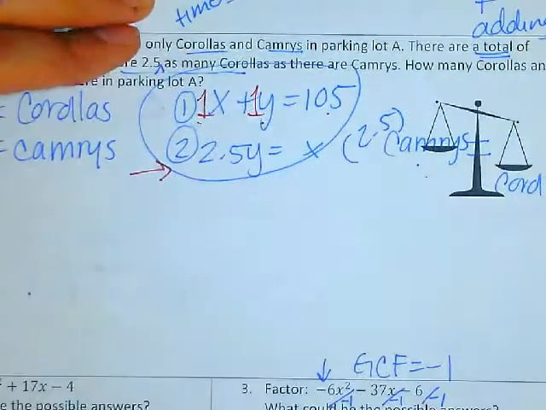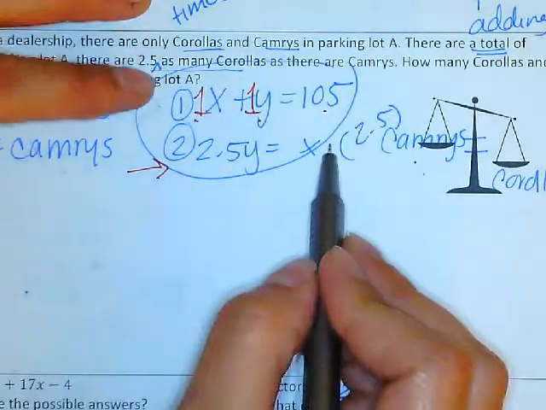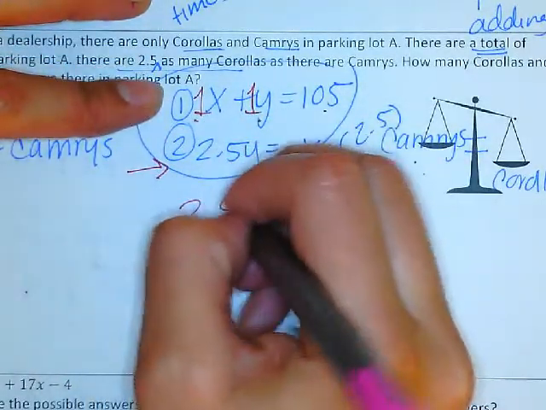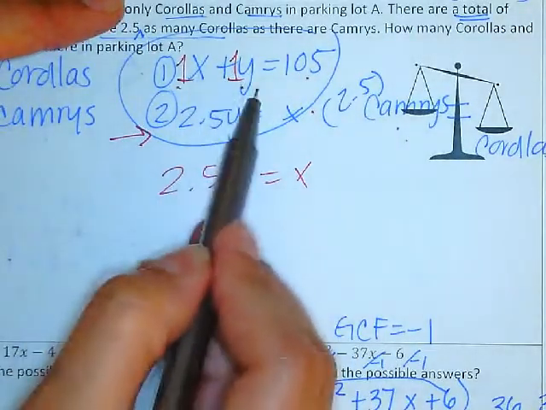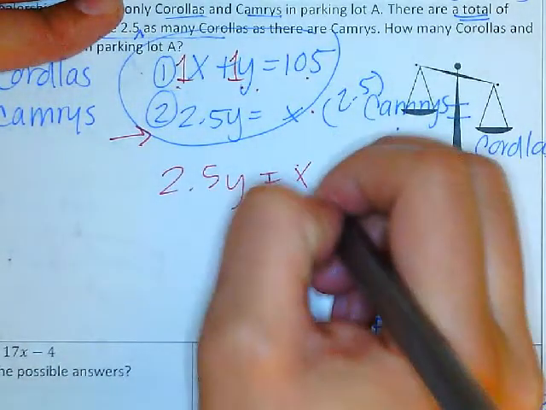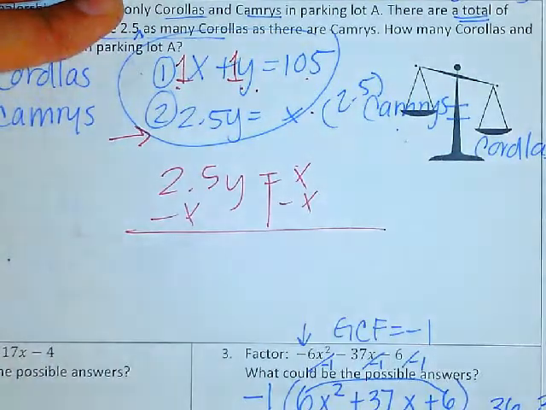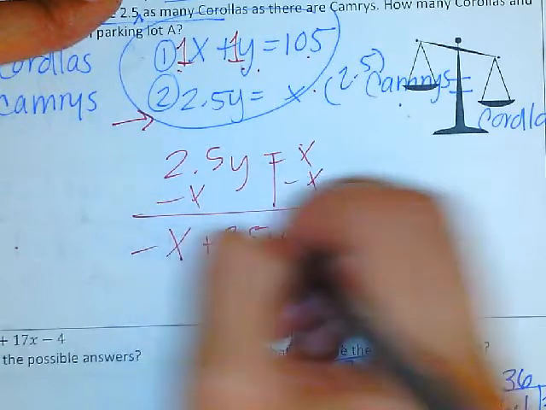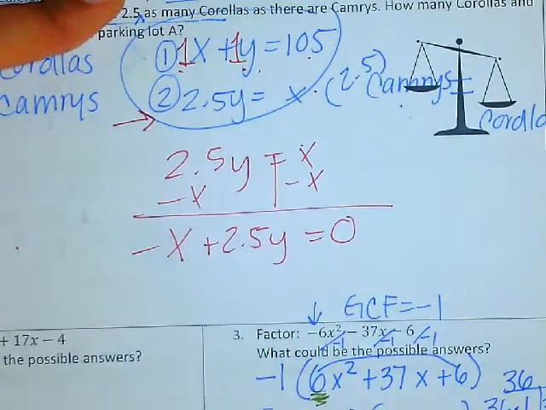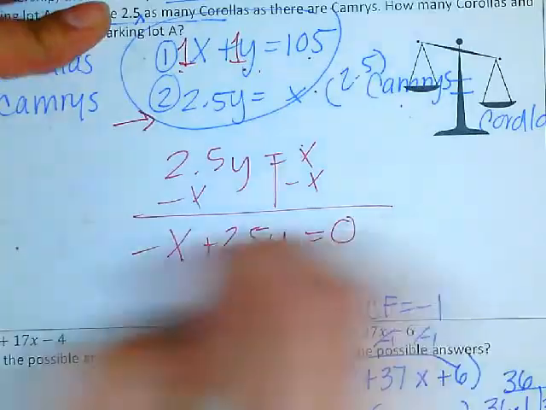The only problem is the second one, because it is not in standard form, so you have to make it be in standard form. Remember, standard, you need the X and the Y, like the first equation, to be on the same side. So you would just subtract the X here, and then you would have negative X plus 2.5Y equals 0. Okay, so then this would be your equation 2.